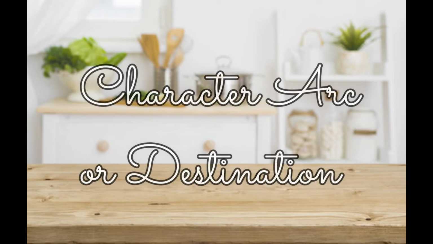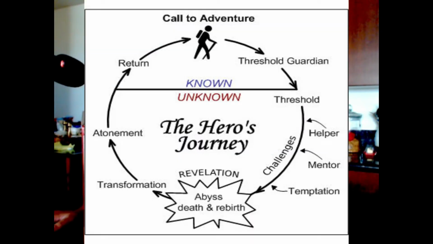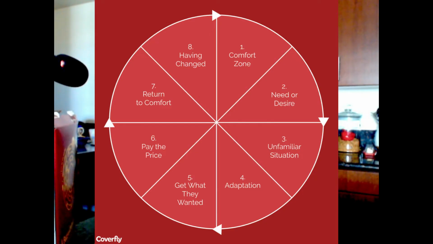Character arc or destination. So here's where we get to the nitty-gritty stuff. A character arc essentially is how your character goes from point A to point B to point C. In the first part of this chart that we see here, we establish what your character wants. Then we thrust him into some kind of mission to go after his goal. The second part of this chart will focus on his actual fight to get what he wants.